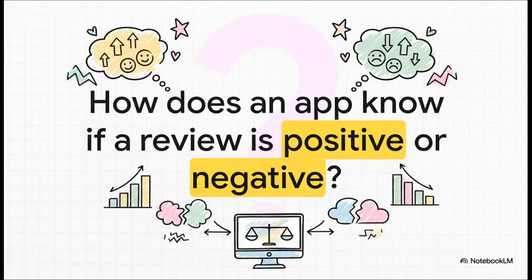You know that feeling? You leave a product review and boom, the app instantly knows if you loved it or hated it. Or you see comments on social media getting flagged automatically. How does it do that? It feels like some kind of magic, right? But the secret? It's actually super simple, and it all boils down to just counting.